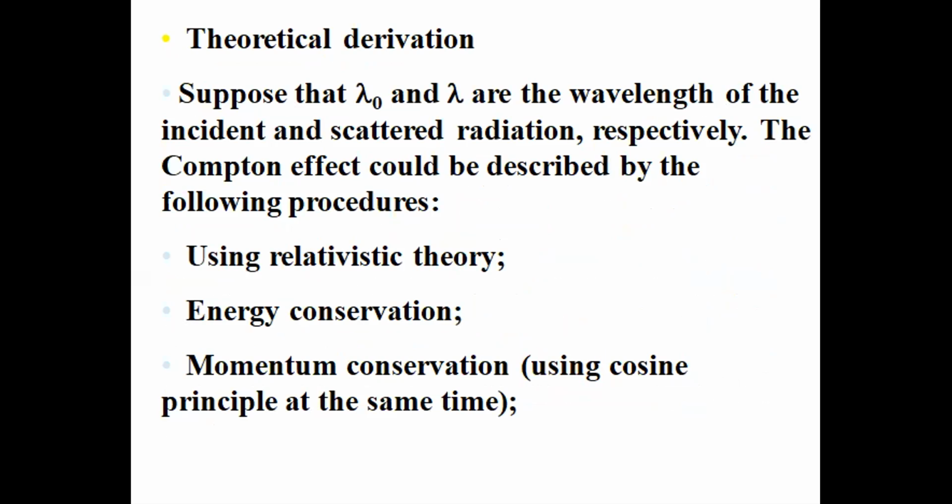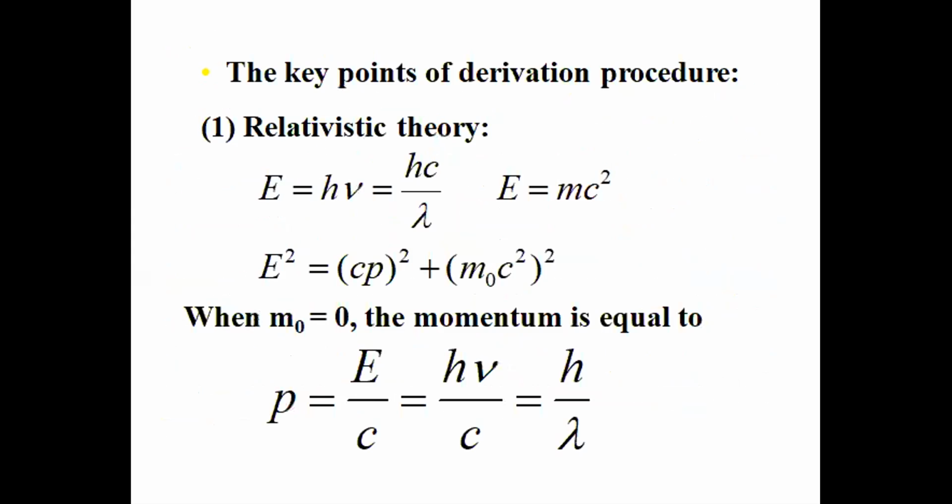The Compton effect could be described by the following procedures using relativistic theory and energy conservation, and momentum conservation using the cosine principle at the same time. In this Compton effect, we consider the collision as an elastic collision because it follows both energy and momentum conservation.